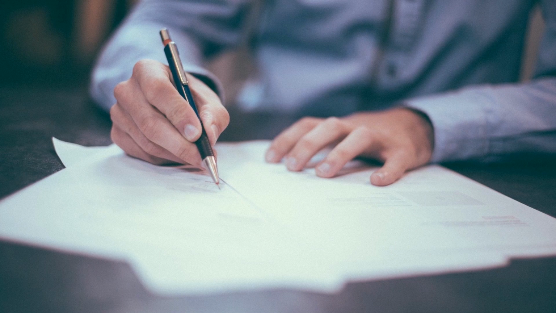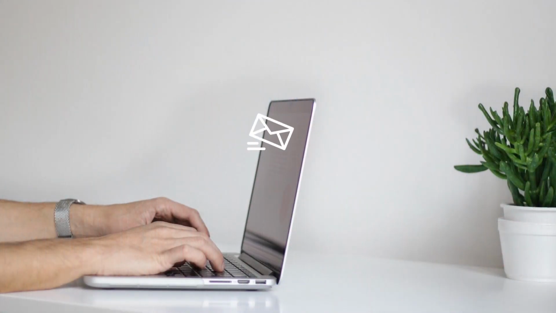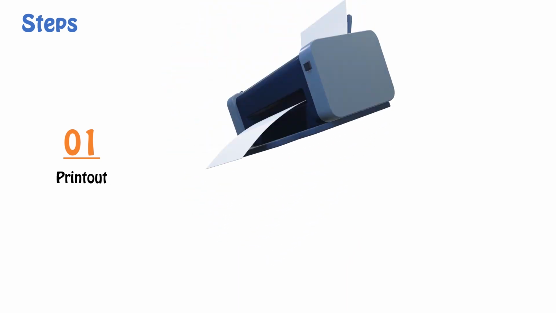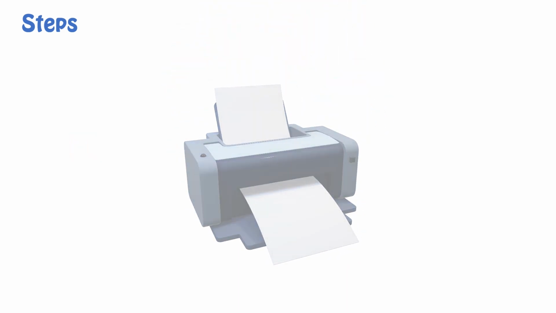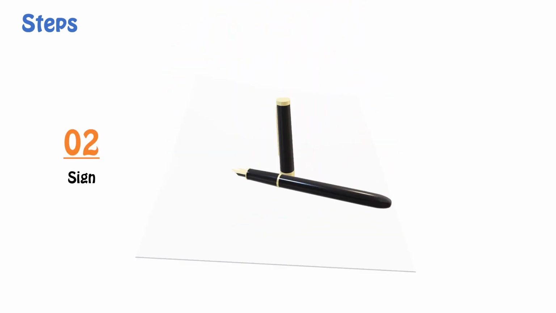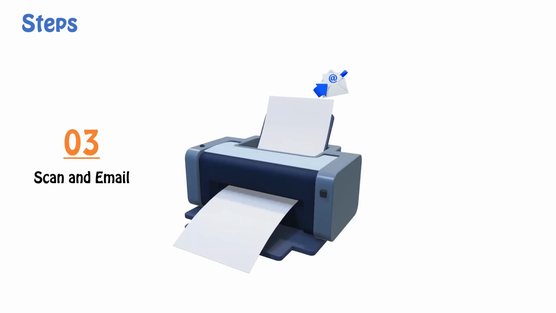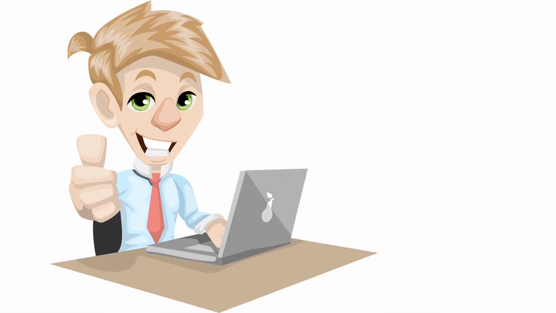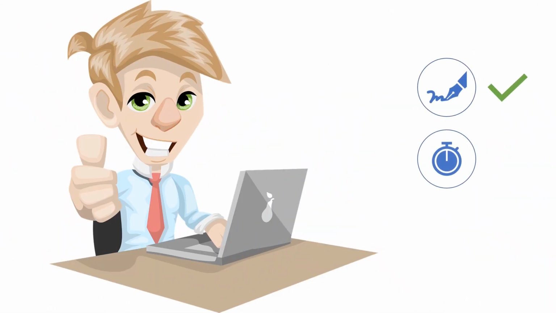When we need to sign a document and send it via email, most of us follow the 3-step method. Number 1. Take a printout of the document, then sign it, and finally scan and send it to the recipient. In this tutorial, I will show you how to get this done without wasting your time and money.